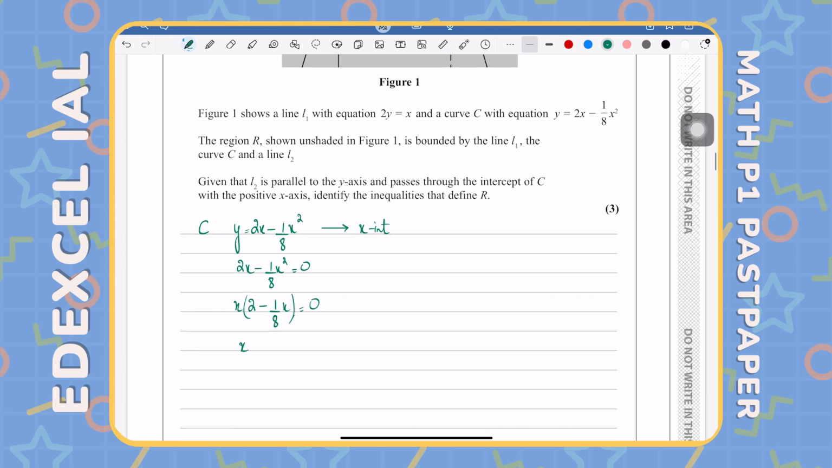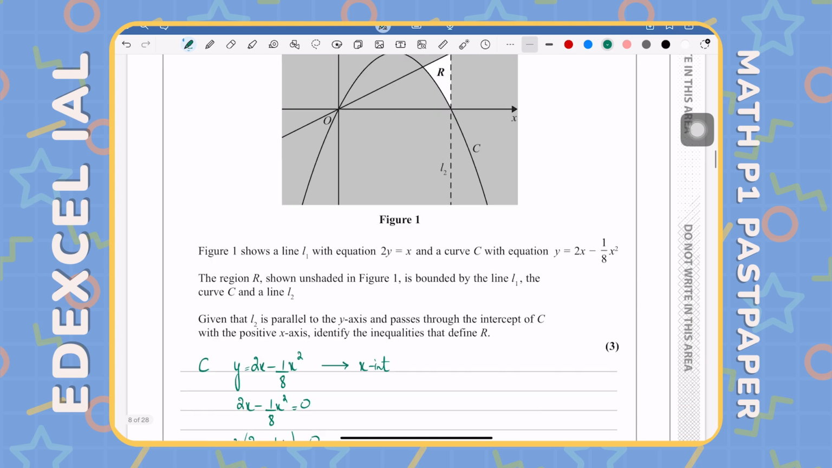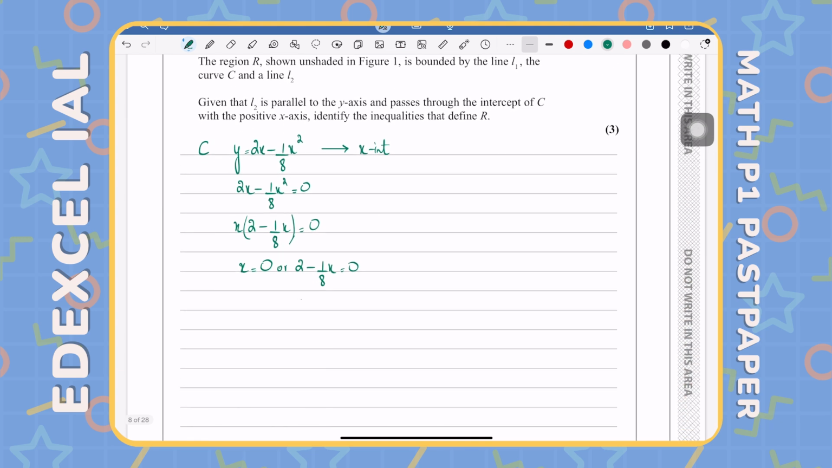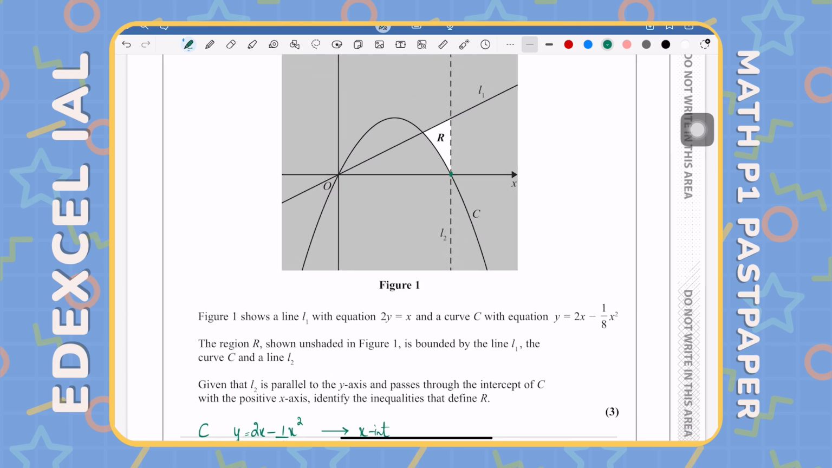Now solve it like you would solve any other quadratic equation. So x = 0 or 2 - 1/8 x = 0, so that's why we put an OR. With x = 0 we can see that the curve is passing through the origin. But the positive x-intercept is what we're after. So let's solve this equation. 2 = 1/8 x. Upon cross multiplying, we get x = 16. And there you go. We now have the x-intercept of this curve, which is 16.